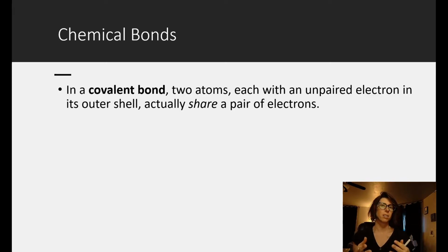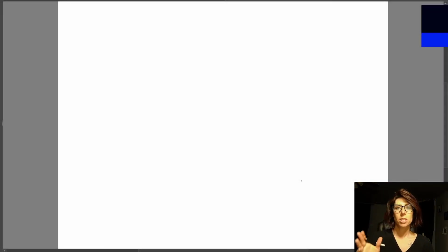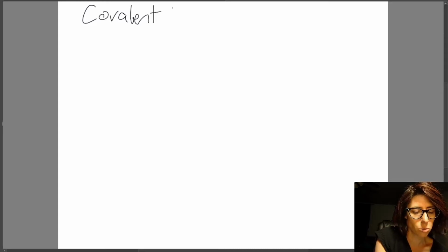But in a covalent bond, it's a little bit different because there are electrons being shared and they circle around the 2 atoms, and it's the shared electron orbital that holds the 2 atoms together. So 2 or more atoms that are held together by a covalent bond form a molecule. So a molecule is more than 1 atom, so 2 or more, held together by shared electron orbitals. Let me just sketch out what I mean about these covalent bonds.